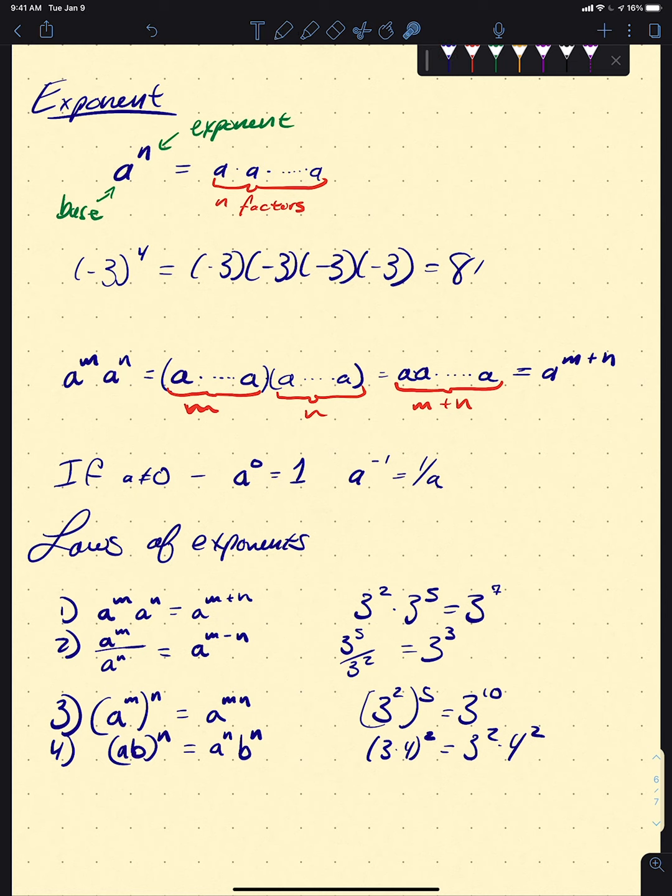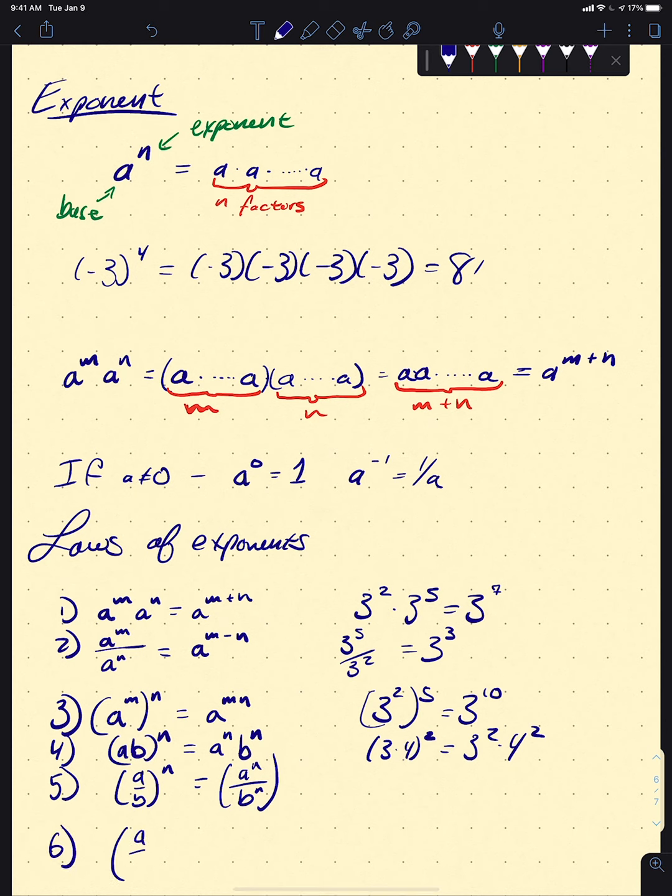Just like this works for multiplication, it can also go into, say, division, right? Because division is just sort of fancy multiplication. So if you have a over b to the n, that's equal to a to the n over b to the n, right? This exponent kind of goes into our division.